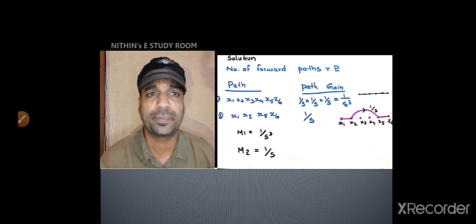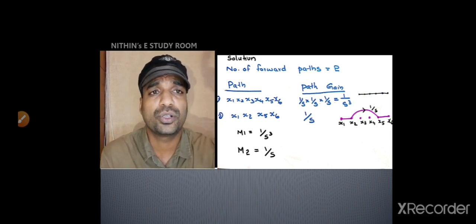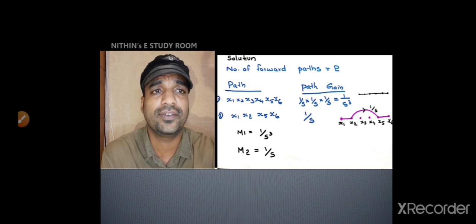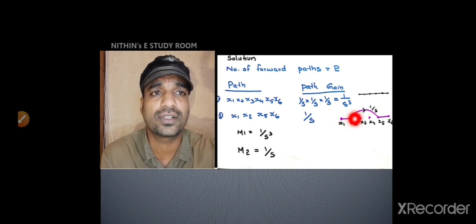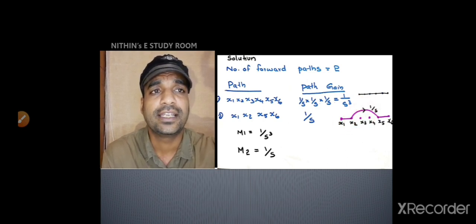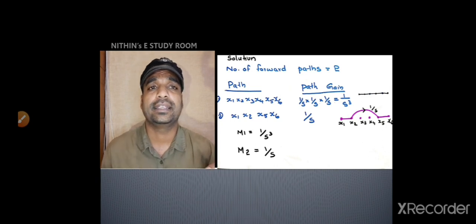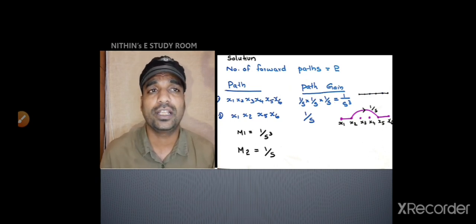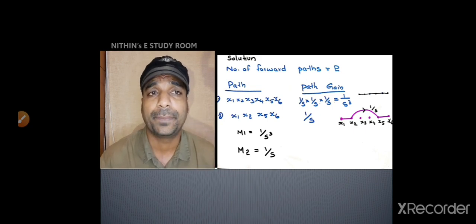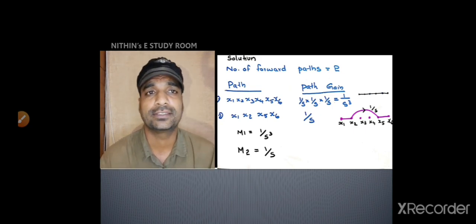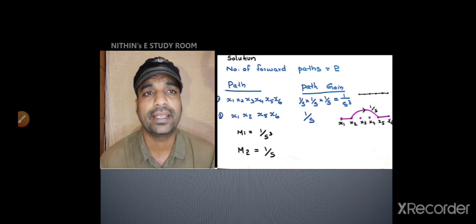And the second forward path is, I already told you, x1, x2, x5, x6. It is also drawn here. In this path, the only function is 1 by s and all the others are unity. So the path gain is just 1 by s. So M1 is equal to 1 by s cube and M2 is equal to 1 by s. These are the two forward paths.